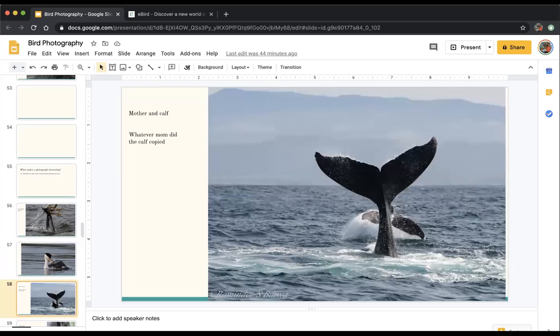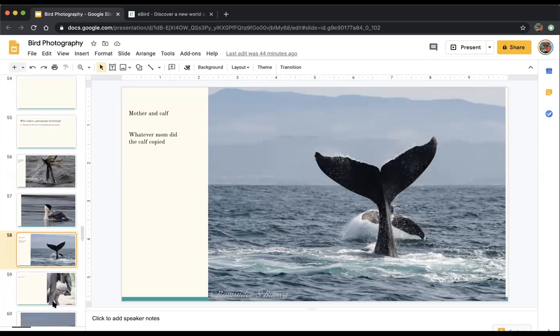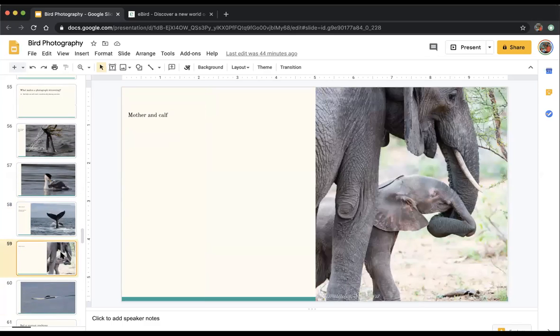Here's another one. This was a mother and calf. The mother is in the foreground and the calf is behind her. Whatever the mother did, the calf would try to repeat. It was just a joyful experience to watch. And I just like the juxtaposition of the two tails this way. So there's all kinds of behavior, whether it's child rearing, whether it's play, whether it's learning. Birds and animals are doing that all the time.